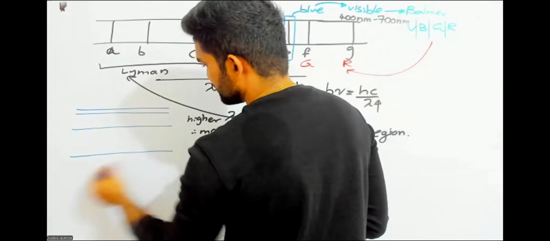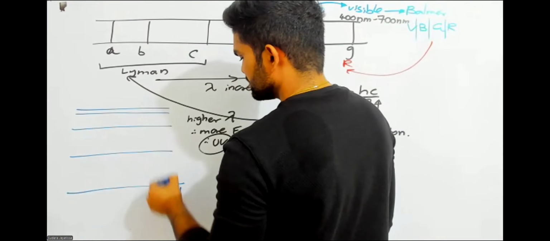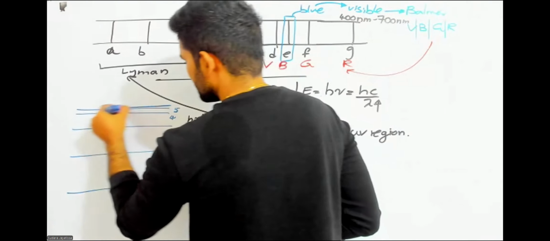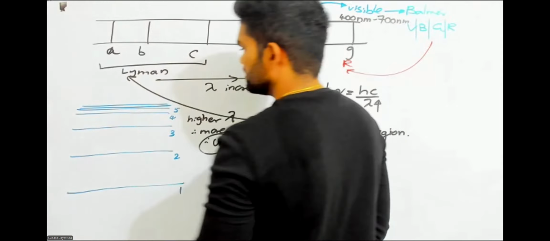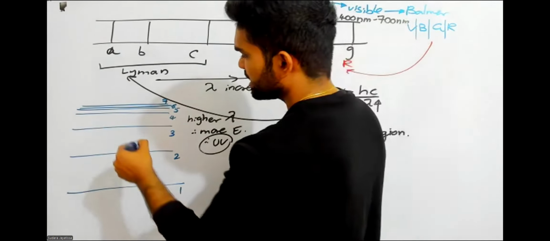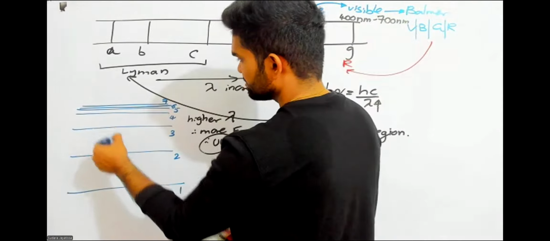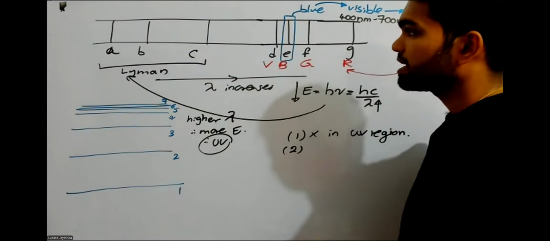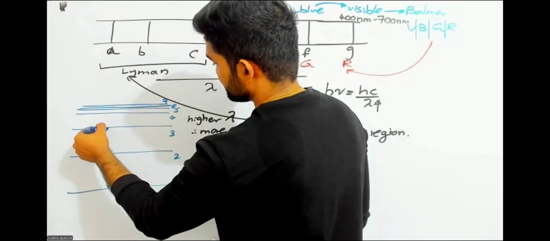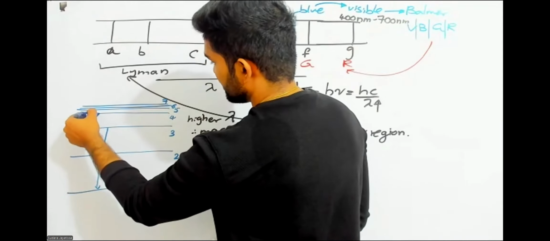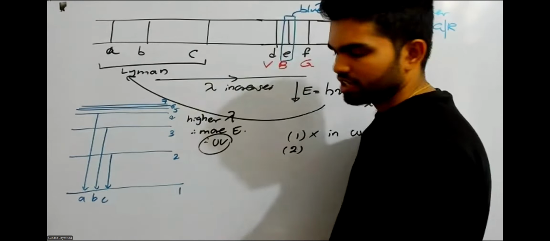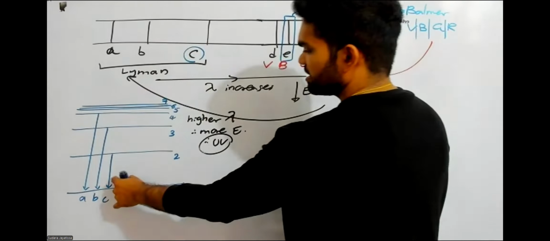Draw some energy levels. This is not according to the scale. This is your first energy level, second, third, fourth, fifth, and 6th energy level. And I have to draw the 7th energy level also. Those falling to the first energy level are Lyman series. So here your lines C, B, and A are the Lyman series transitions.